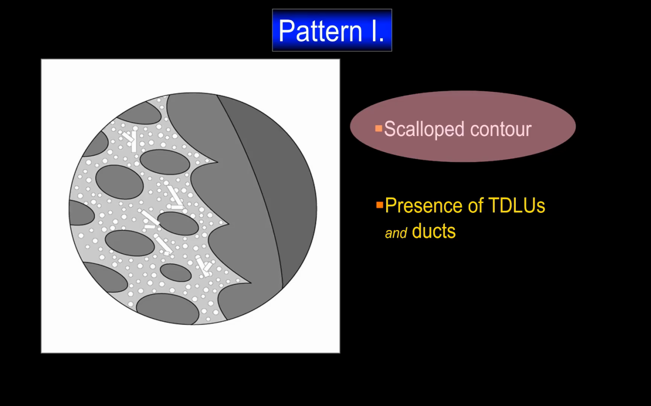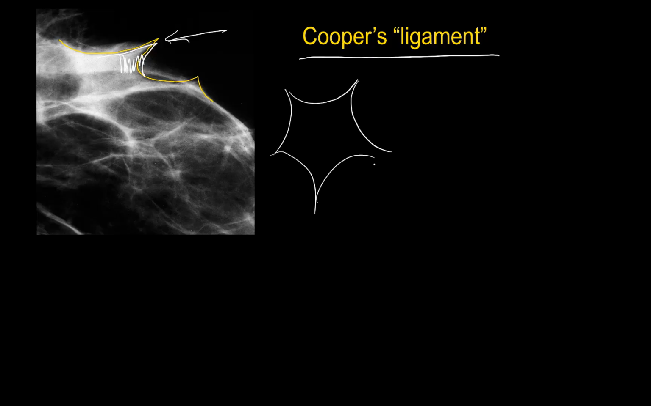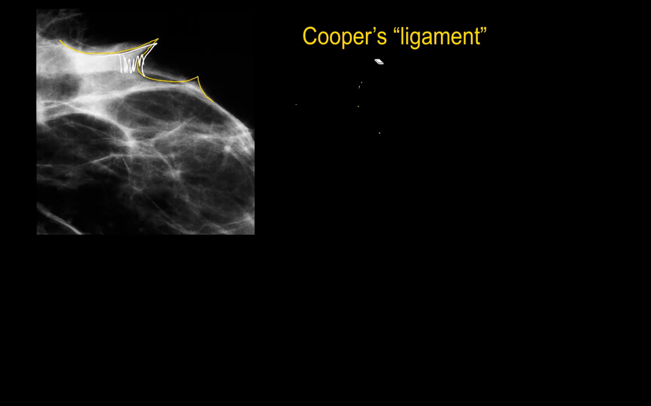Pattern 1. You describe a pattern 1 by showing these scalloped contours. But then people make a mistake by calling it Cooper's ligament. Would you mind telling me the histopathology of just this one? How would you answer? You would say anything that is homogeneous, ground glass-like, structureless, and concave is fibrosis. I don't see the TDLUs, I don't see ducts, I don't see fat. But that doesn't justify making a mistake in terminology.